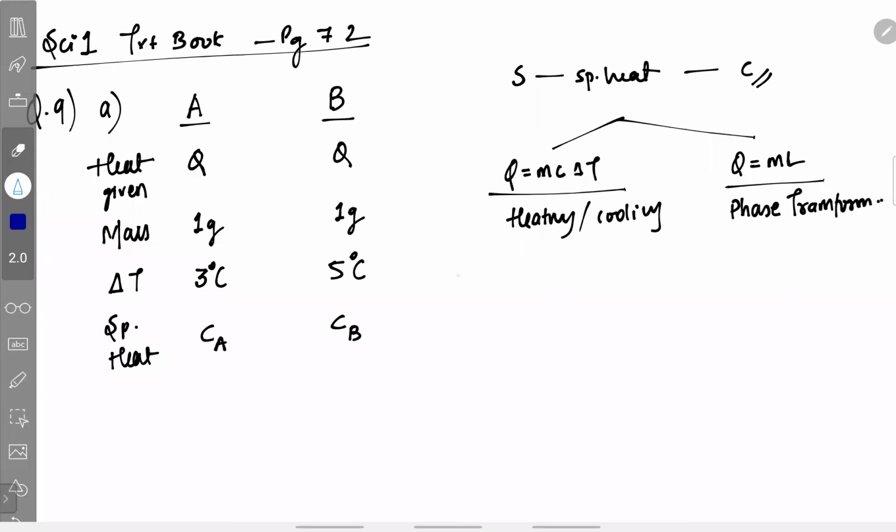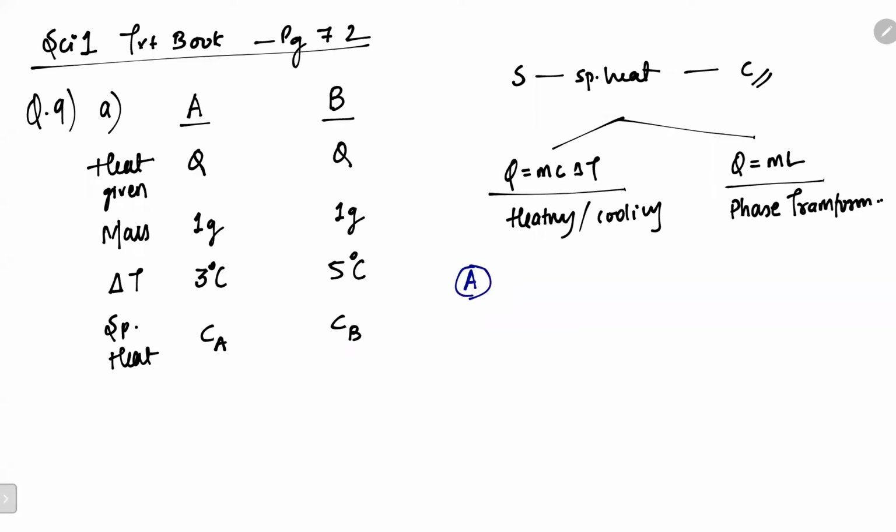Now we will solve it for the case A, for the object A. If I use the formula Q is equal to MCA into delta T of A. Now, in this case, Q is Q, the mass is 1 gram. Specific heat of A, I don't know, but the change in temperature of A is 3 degrees Celsius. Do you agree? Yes, sir.